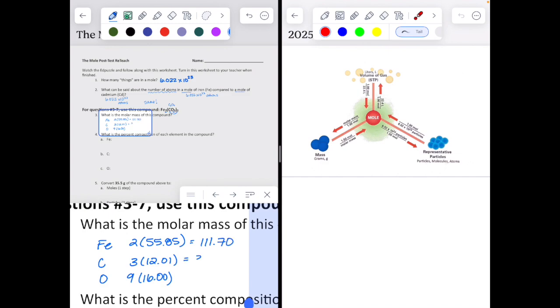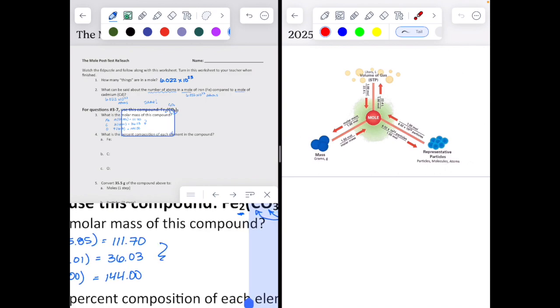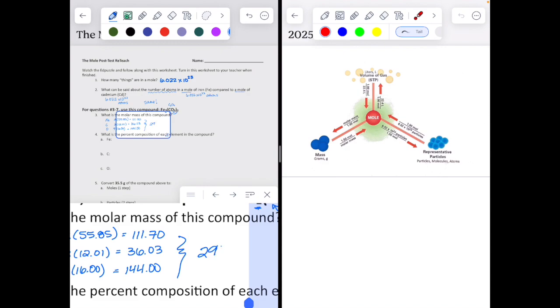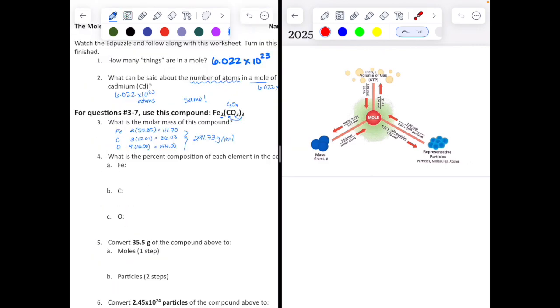111.70. 36.03. And 144. All right. And to get the molar mass, you're going to add these all together. So you're going to take the sum of these. And you should get 291.73. And then the units. This is the molar mass, the mass of 1 mole. So this is grams per mole is our unit. Grams per mole. This is the mass of 1 mole.